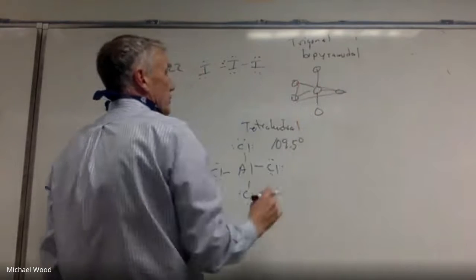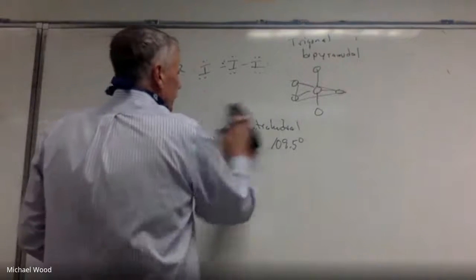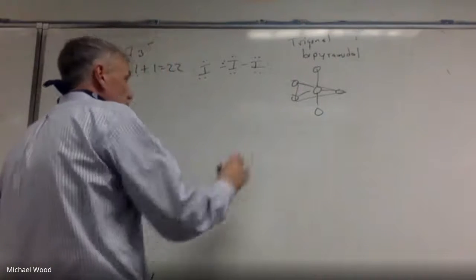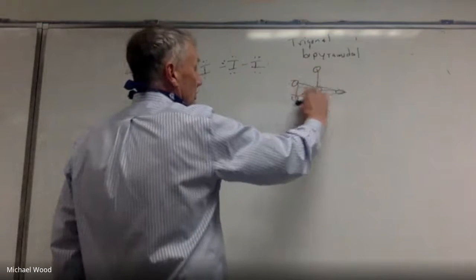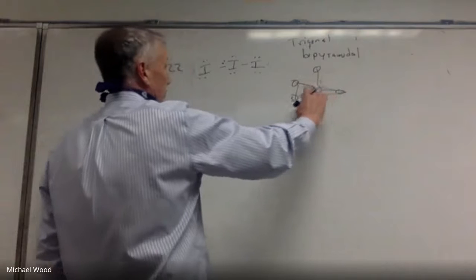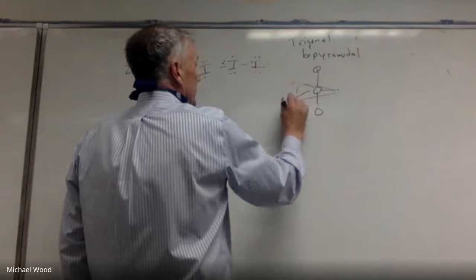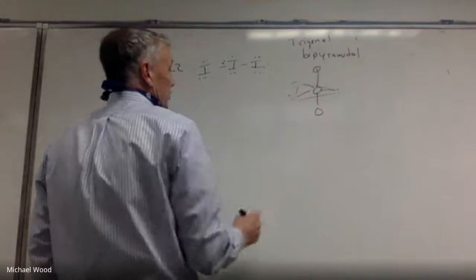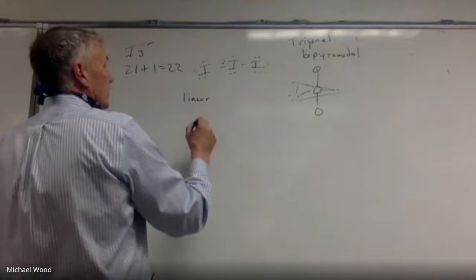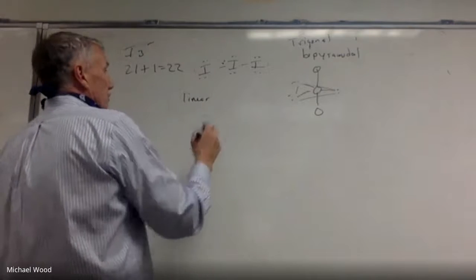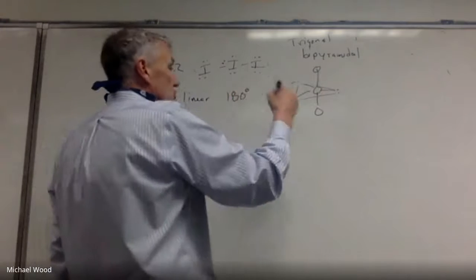That's the base shape. But remember the non-bonding pairs. The non-bonding pairs always go off the central atom, on the equatorial plane. So there are going to be non-bonded pairs here, here, and here, which leaves this. So this is going to be linear. This shape is linear. This is a different linear than the 2 electron domains, and the bond angle here is 180 degrees. And this is where this is new.